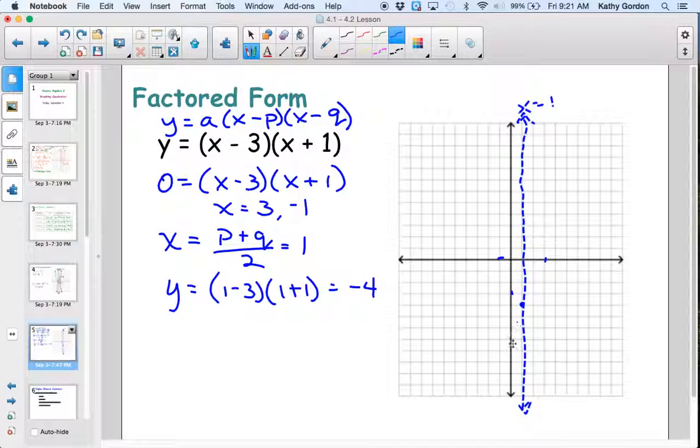Okay, if it's going to be at negative 3, then that means my reflection would be put right about there. And boom, 5 points. There's my graph.